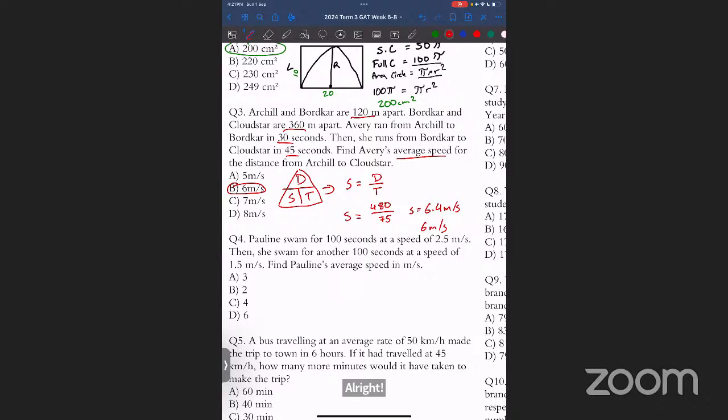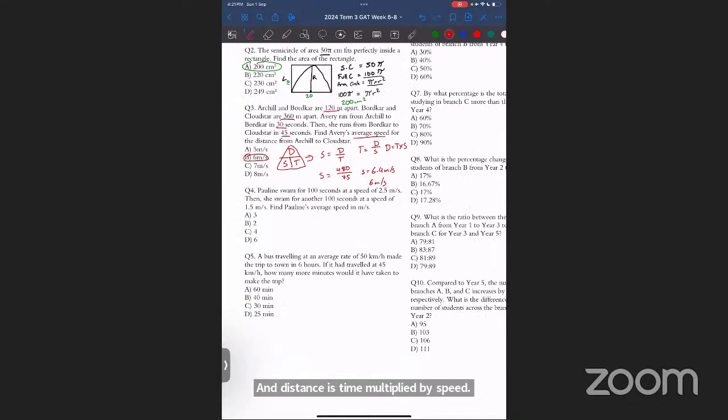How do you find time? Time is distance divided by speed, and distance is time multiplied by speed. Awesome. Next question.